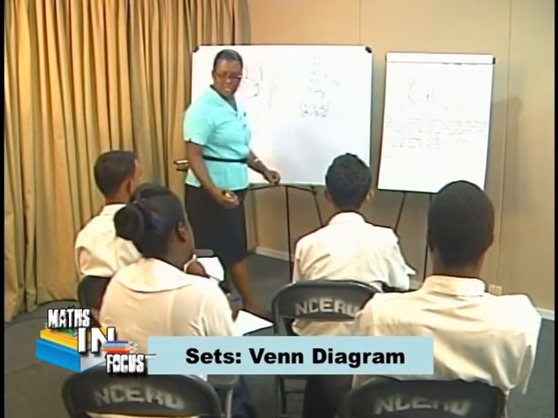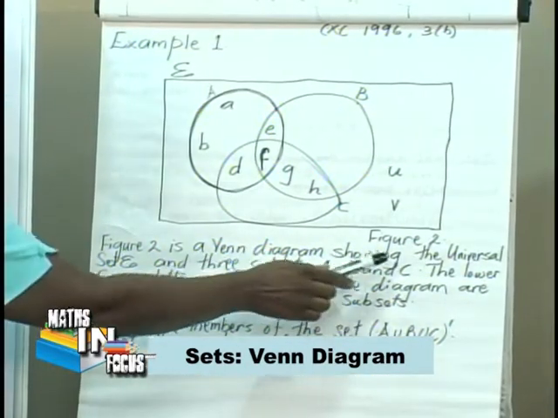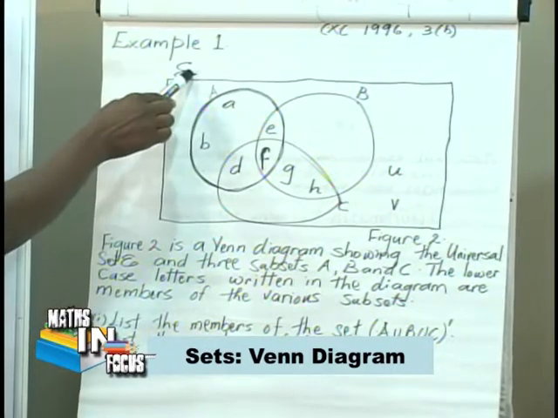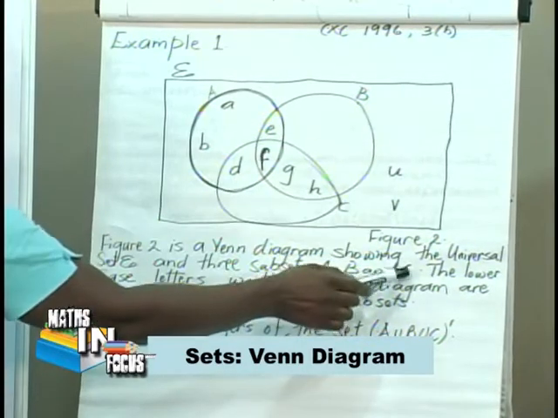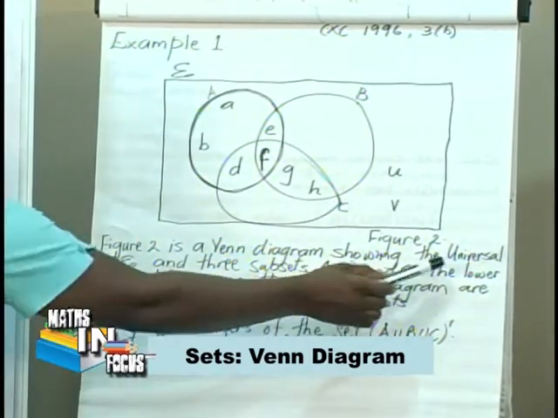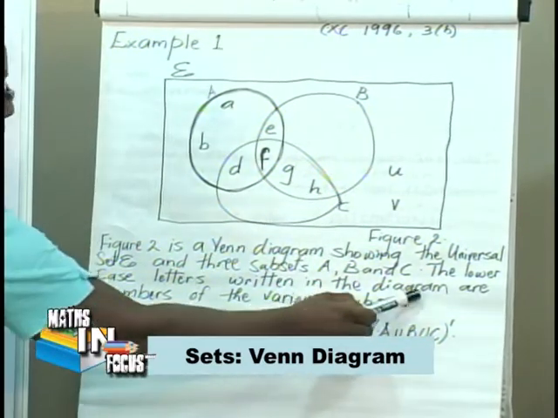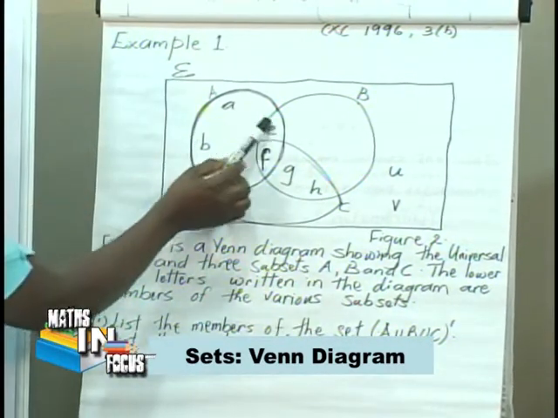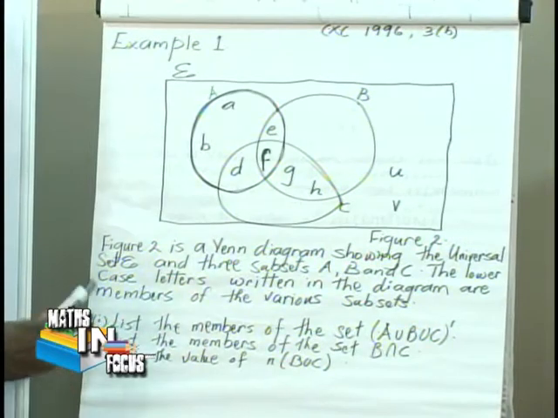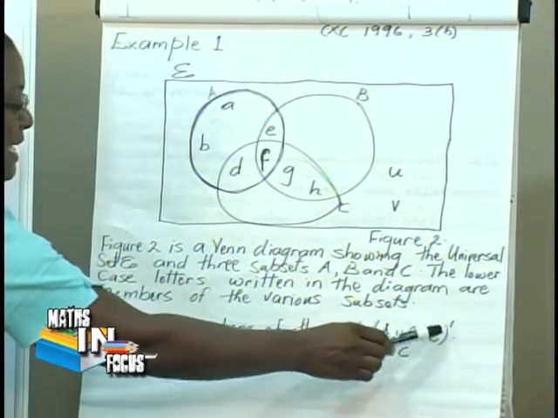Now let us see what the question is asking us. Figure 2 is a Venn diagram showing the universal set and 3 subsets A, B, and C. The lowercase letters written in the diagram are members of the various subsets. So here we have our lower cases. The first thing they ask us to do is list the members of the set A union B union C complement.